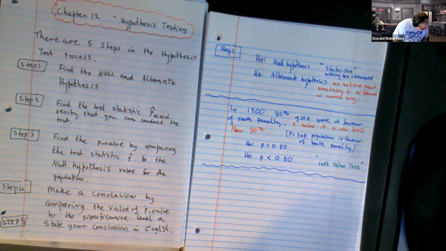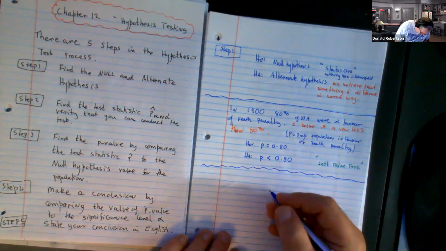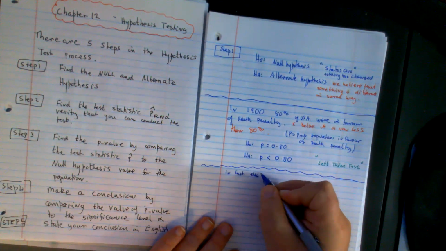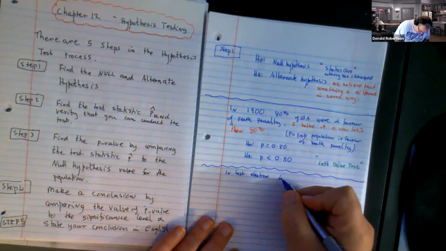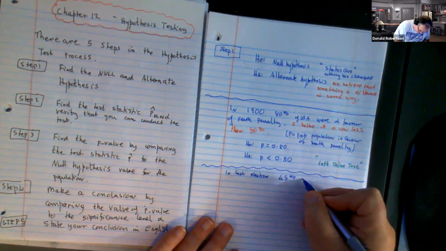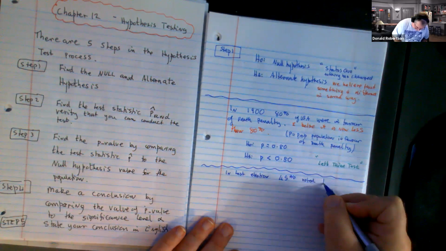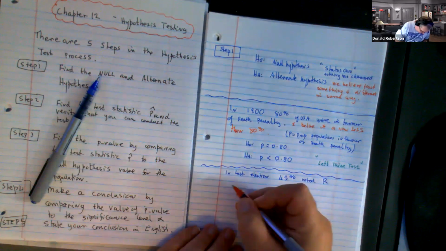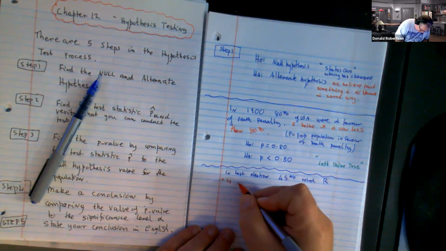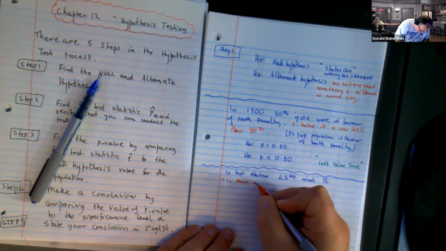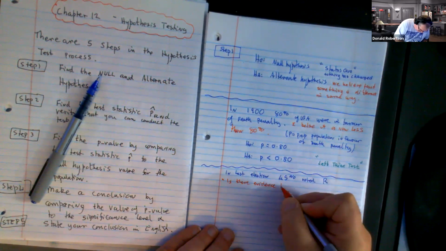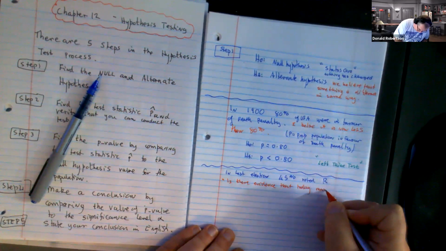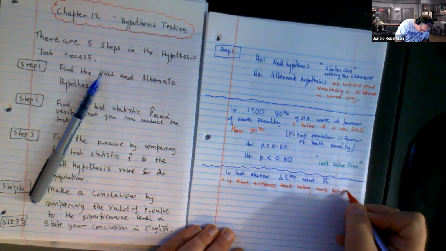Okay. Now, second story. In the last election, 45% said that they had voted Republican. That was in the last election, 45. Is there evidence that today more people would vote Republican?